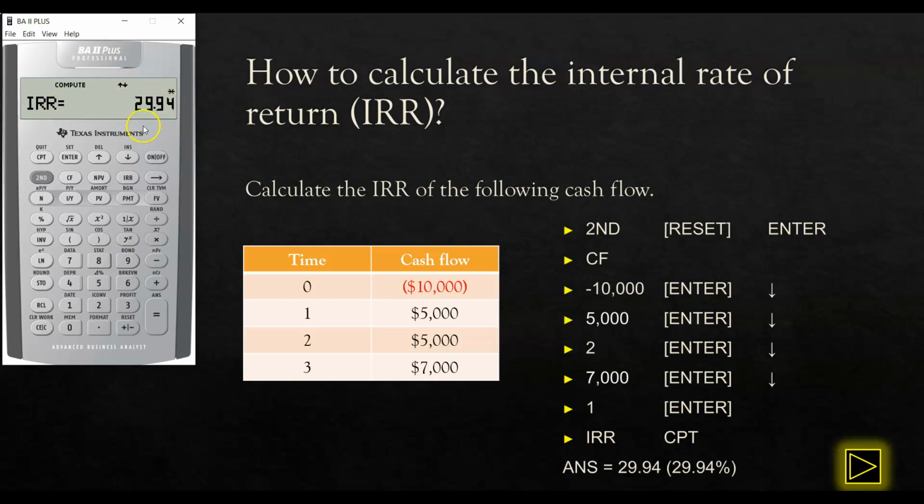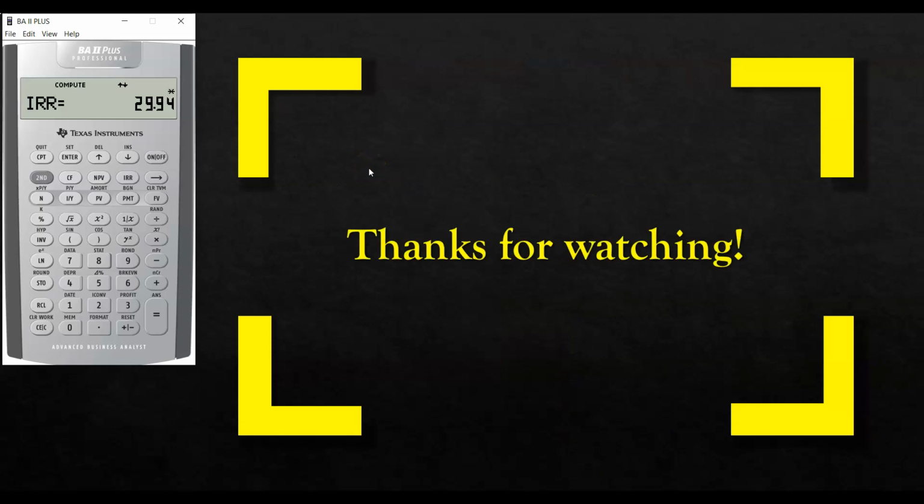So what you do here is you're actually earning 29.94% per year. That's basically what this number means. So this is basically how you calculate the internal rate of return using the financial calculator. Hopefully everything is clear to everyone.